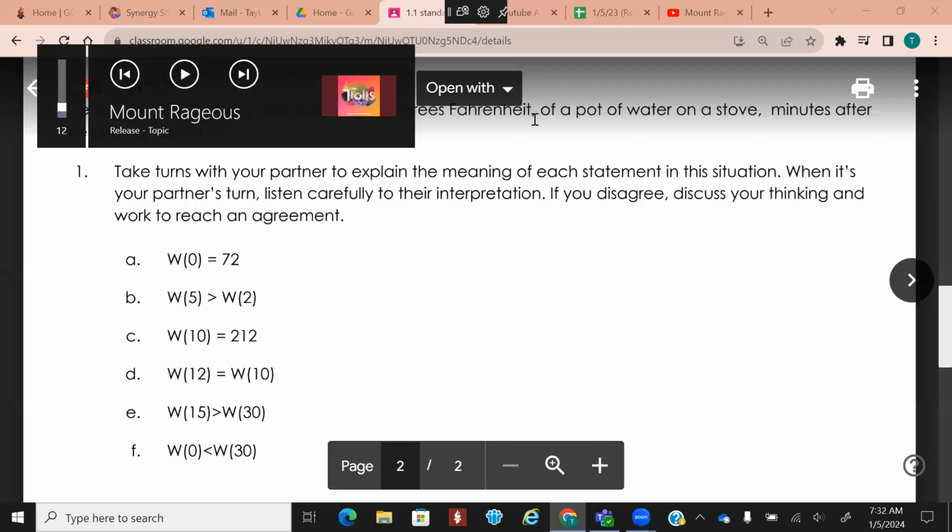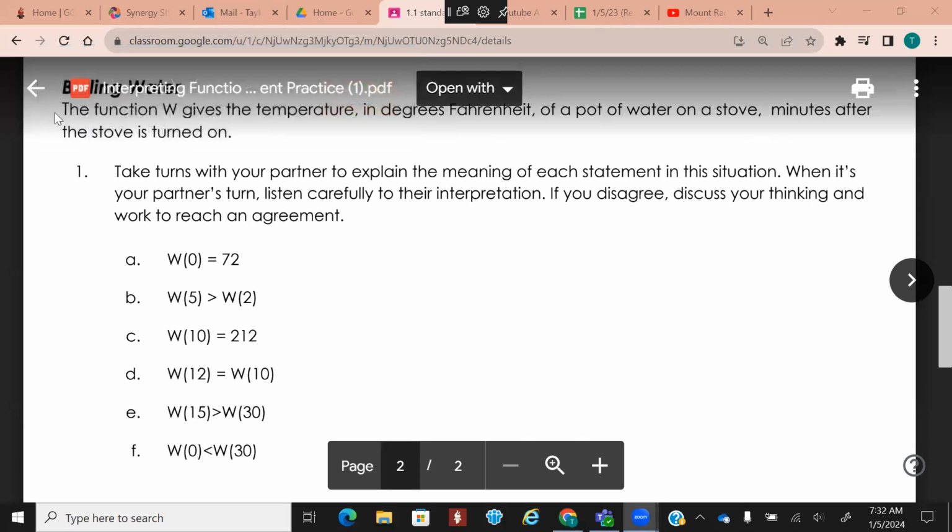Just a reminder, we're talking about the degrees in Fahrenheit of a pot of water on the stove after a certain amount of minutes. So what does this first one represent? What does W of 0 equals 72 mean? Perfect. If you've ever cooked mac and cheese, if you put a pot of water on the stove, it's roughly about 70 to 80 degrees. That's automatically what happens, and that's at 0 minutes. That's you putting it on the stove.